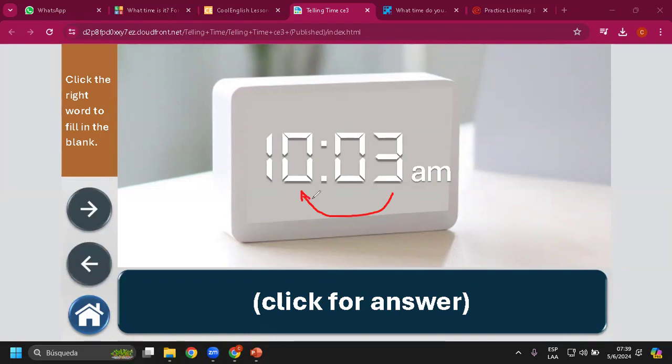Okay, la opción difícil, donde usábamos past or to, what will be here? In this case, everybody, what do you think? La opción fácil is 10:03. Esa está correcta, super good. But what is the other option? Remember, primero decíamos los minutos. We can say 3. What is the preposition? 3 past 10. Excellent, that's the one. 3 past 10. Very good.